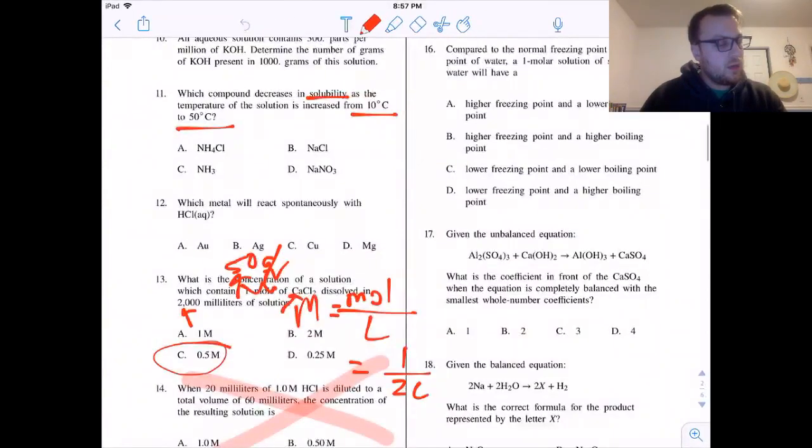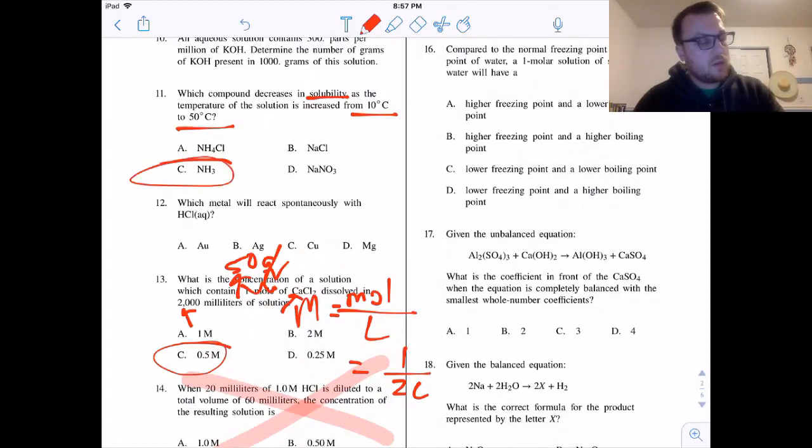What else we got? Any other questions? So number 4, I did. Molarity. Number 11.